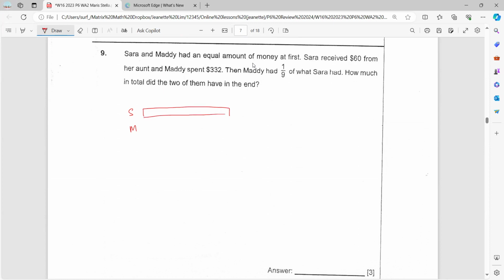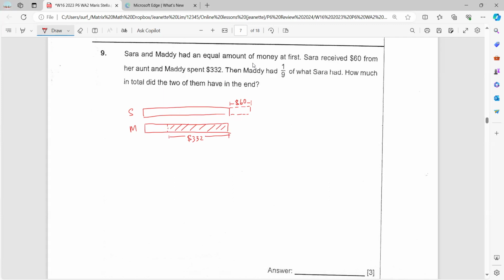So equal, you start off with 2 bars. Then Sarah received 60 from her aunt, so you're going to add on $60. Maddie spent 332, so you're going to take away $332.